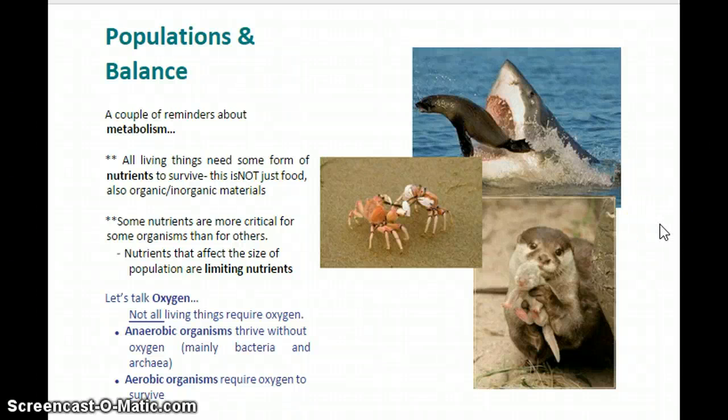So this week we're going to be looking at how organisms interact with each other. And so it's kind of a fun topic. So we're going to look a little bit at populations and balance. So some important reminders about metabolism.